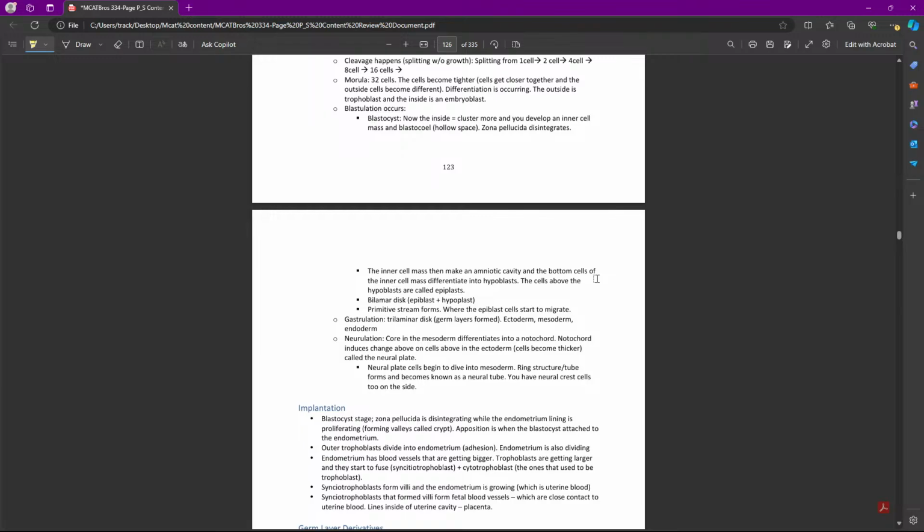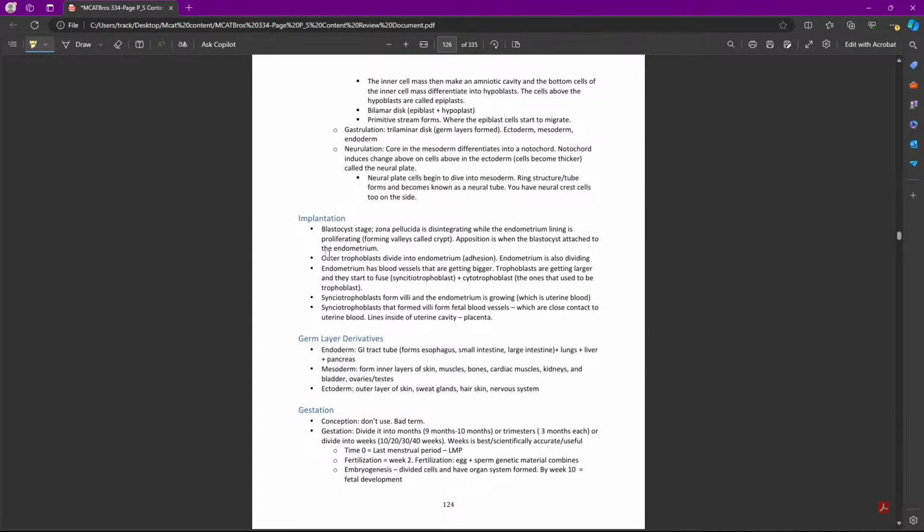Neurulation is forming of the nervous system through notochord signaling for the ectoderm to fold onto itself. The neural plate cells begin to divide in the mesoderm. Ring structure in 2 forms become known as the neural tube. We have the neural crest cells, 2 on the sides.